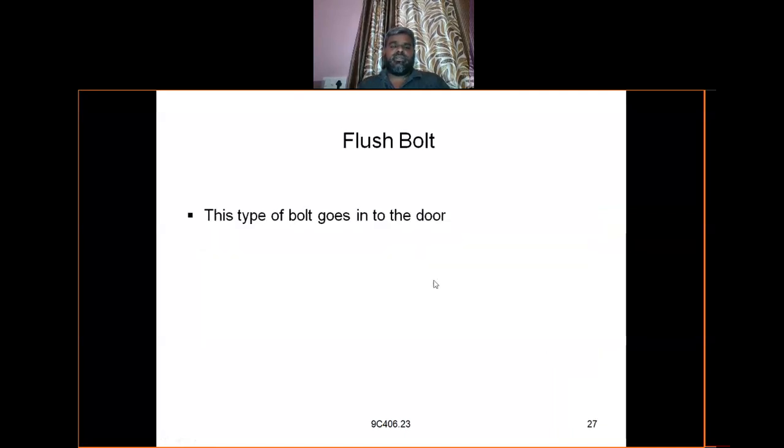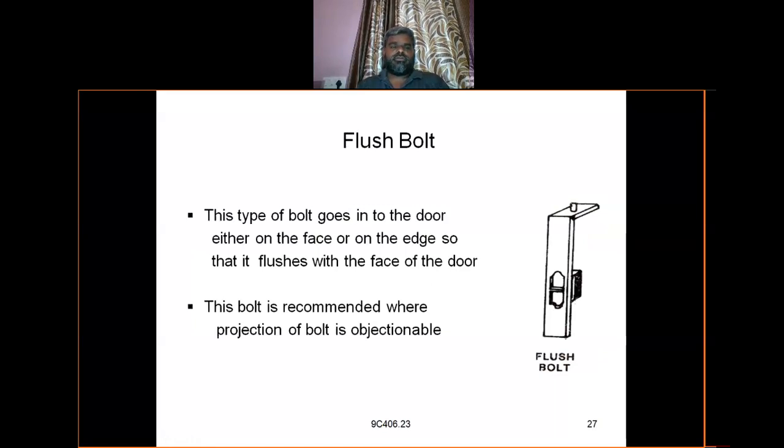Flush bolt. This type of bolt goes into the door either on the face or the edge so that it flushes with the face of the door. This bolt is recommended where projection of the bolt is objectionable. So it flushes into the wall.